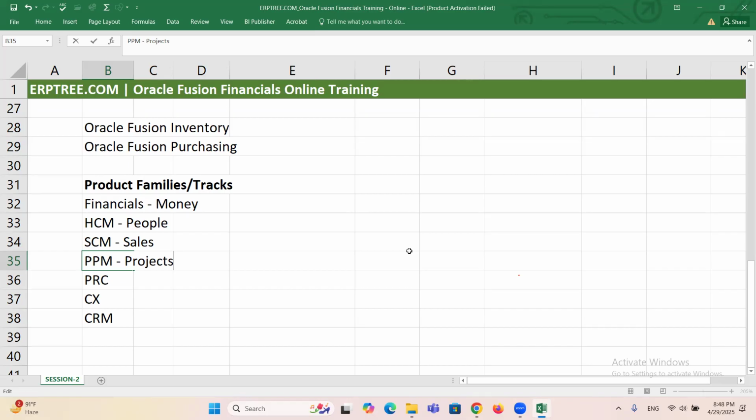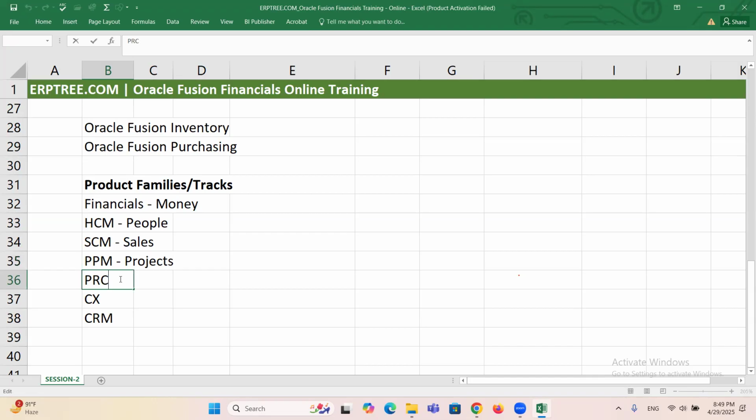And sometimes they may do the project for their customers. So how much they are spending, how much revenue they are generating, all this project-related information needs to be captured. That could be cost, or billing, or revenue, etc. To capture such project-related data in the system, we have the product family called PPM.